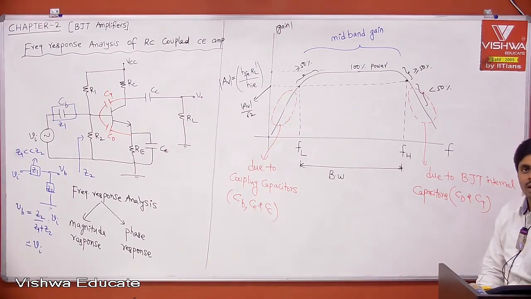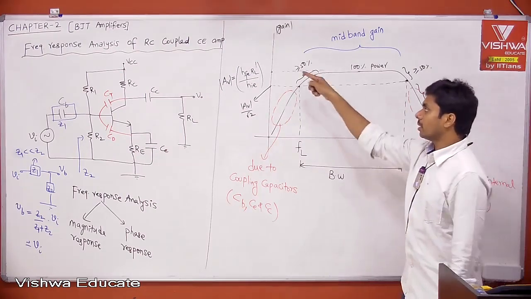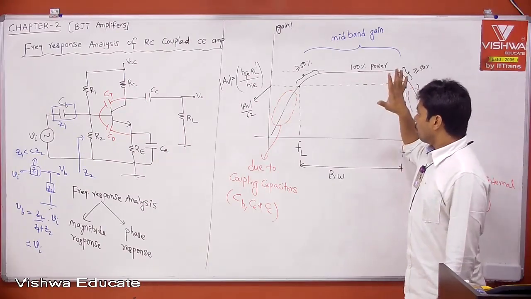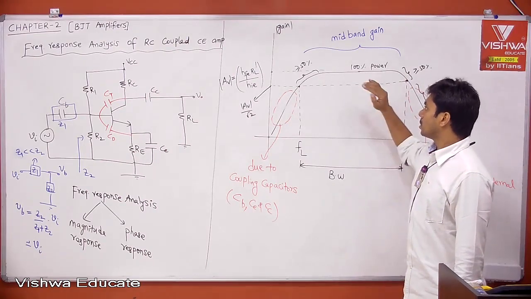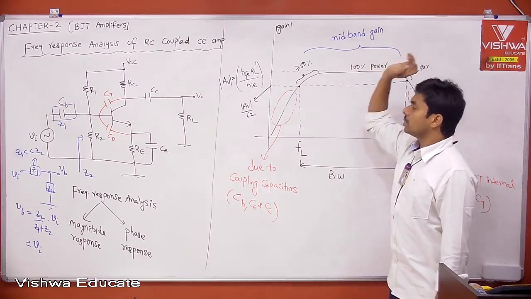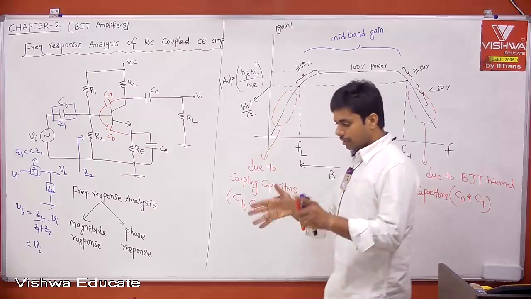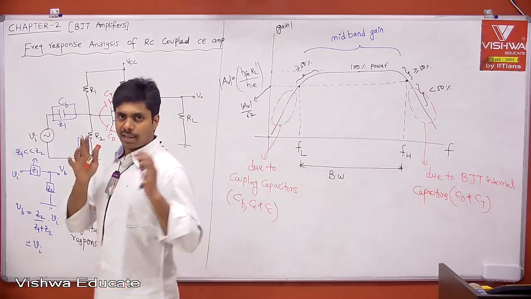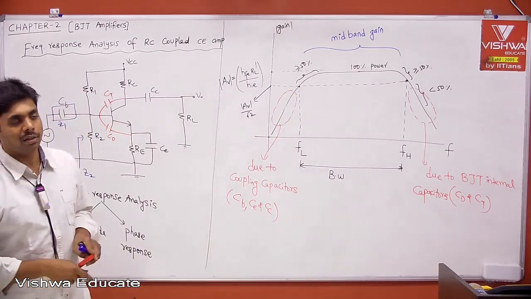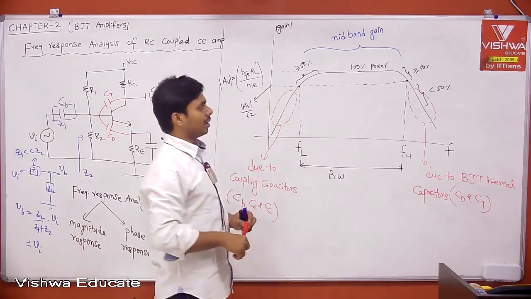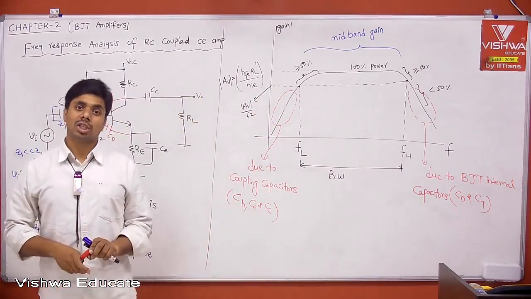I am just drawing the magnitude response. Actually, it has frequency distortion. Your gain is not flat here. Your gain is not flat here. Your gain is almost flat only in this portion. In the portion where you have gain which is almost constant, that is your mid-band gain, and that is your bandwidth. That's why every system is defined with bandwidth, because in that frequency range your gain is flat. Other than the mid-band gain or the bandwidth, we have frequency distortion.